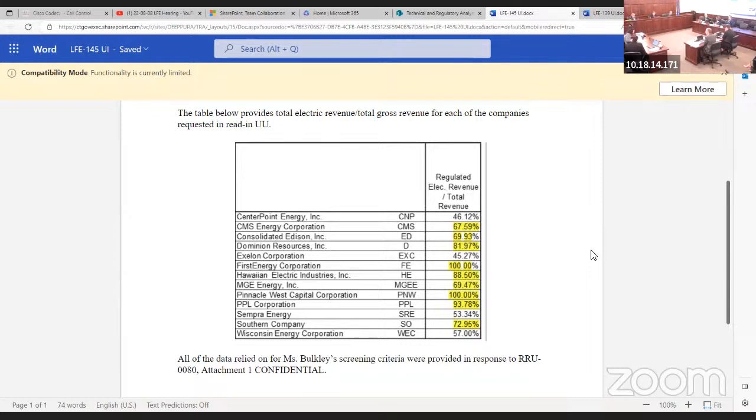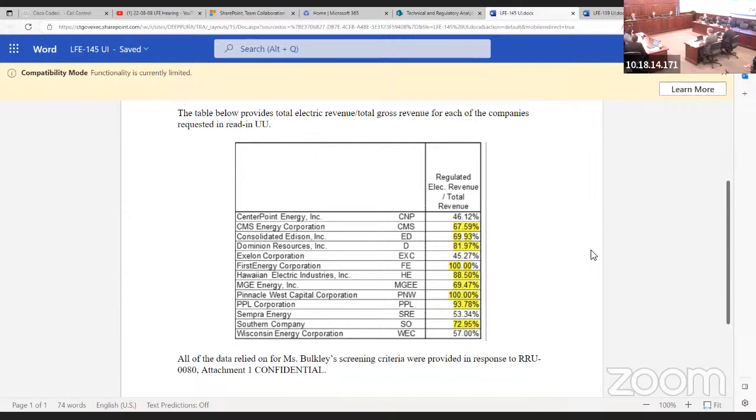CMS Energy at 67.59, Consolidated Ed at 69.93, Dominion 81.97, First Energy at 100%, Hawaiian Electric 88.5, Pinnacle West 100, PPL 93.78, and Southern at 72.95. That's from your response.